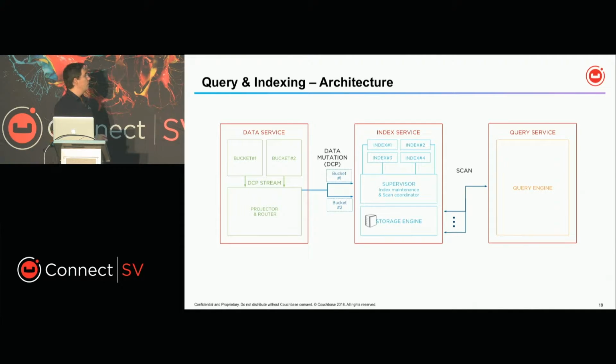So how does it look? We have our data service, and the data service sends it via our TCP stream to the index service. The index service then decides, okay, this document, is it relevant for my index? And if it is, it updates the index. And there are many other things going on, like we have index replicas, which are handled by the supervisor. We have a storage engine, so we need to persist our index structure, so that's all in here. And then at query time, the query engine asks the index for the data it needs. It performs a scan and then returns it to the query engine. The index service can run on the same node as the query, but it doesn't have to. Again, this is our multidimensional scaling here.